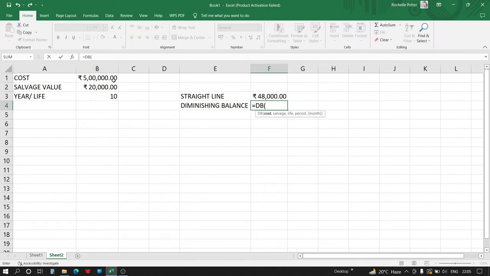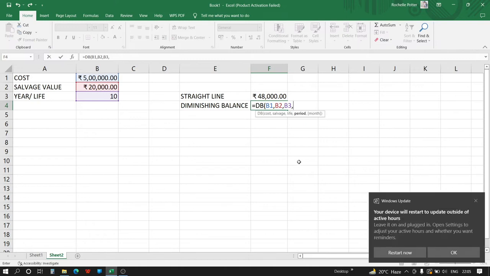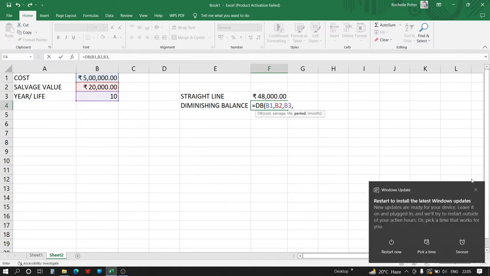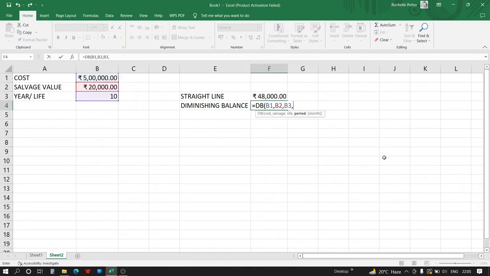Bracket closed, enter. Same for diminishing, DB is the syntax which we'll use. Here we have to apply cost, salvage, life, and one thing is extra, that is period. Now if we are calculating for 1 year, 2 years, we'll just have to put it there. Like I'm calculating it for 5 years. Okay, 5, bracket closed, and this is the answer.